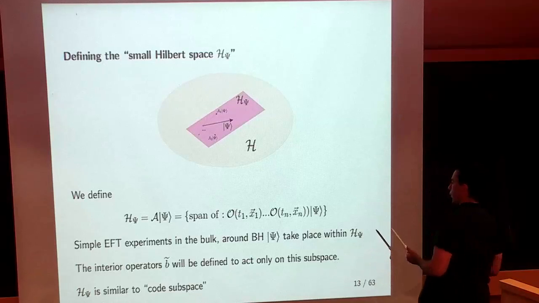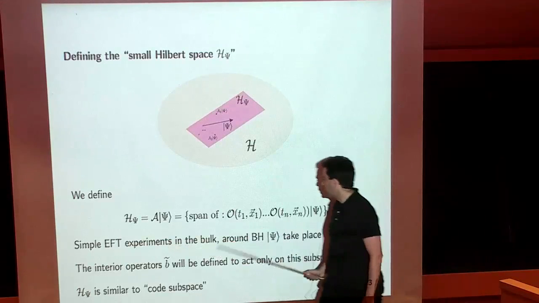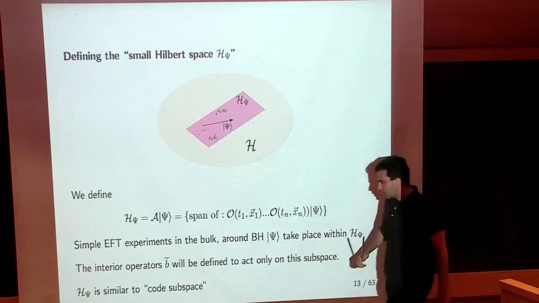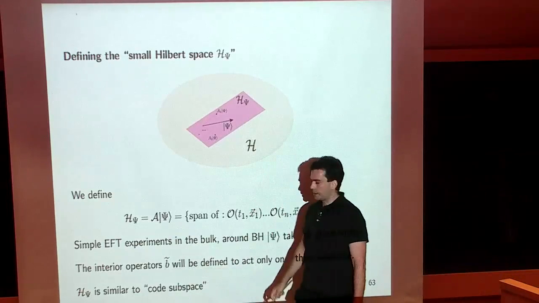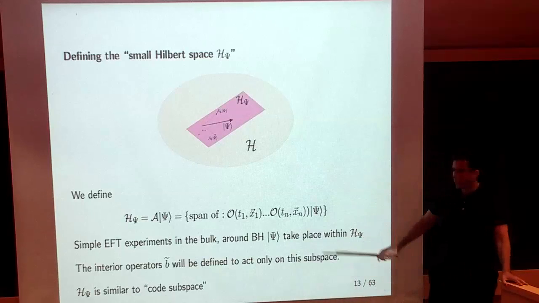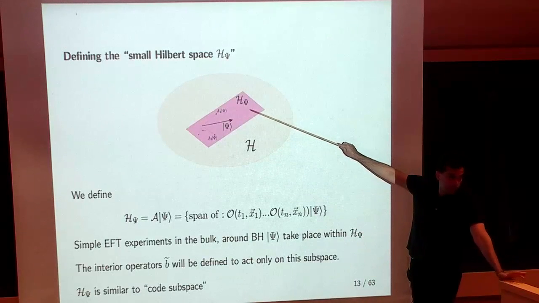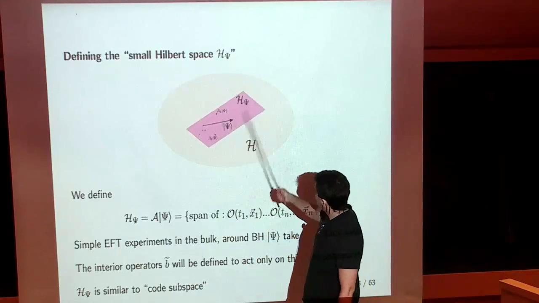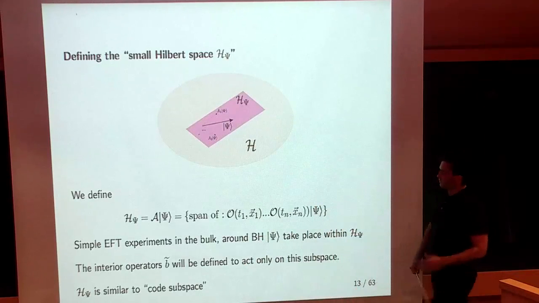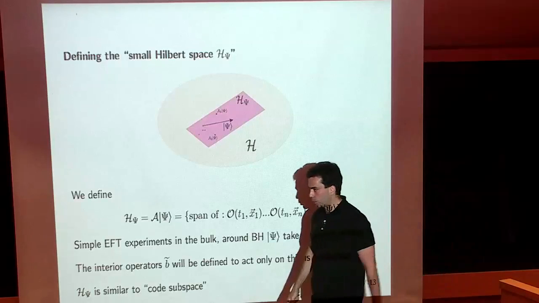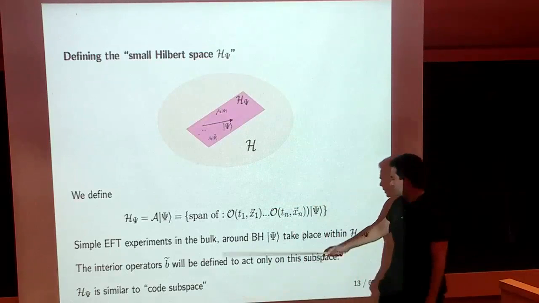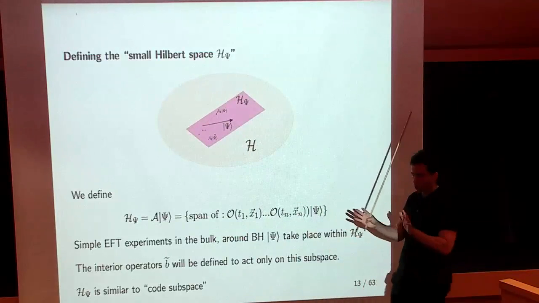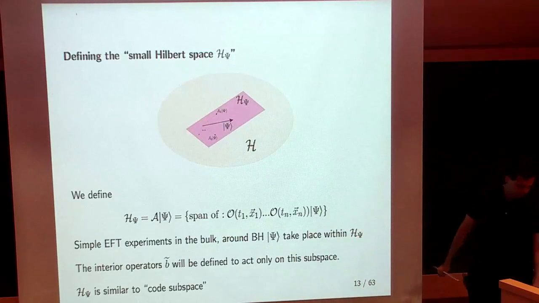And I argued before that simple effective field theory experiments in the bulk will take place inside this subspace. So the operators behind the horizon, B tilde, that we need, these interior operators, will be defined to act only in this subspace. This will be very important. Intuitively, you can think of this subspace perhaps in a similar way as the code subspace, which was mentioned in this program some time ago. But in our case, the space H of psi is not related to quantum error correction in any direct way.